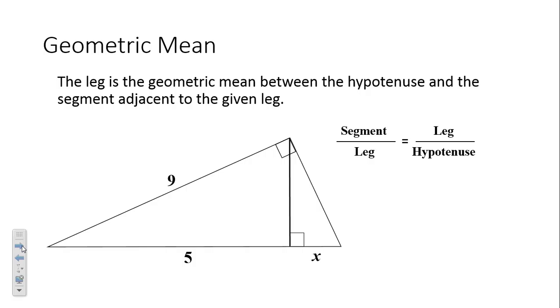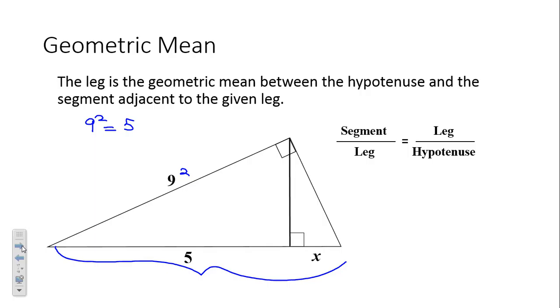Okay, this is as hard as this one gets. 9 squared, we know which one we're going to square, right? 9 squared will be equal to, the leg is the mean between the part that's next to it and the whole hypotenuse. Which portion is adjacent to 9? 5, right? What's the whole hypotenuse? Not 5 times x.